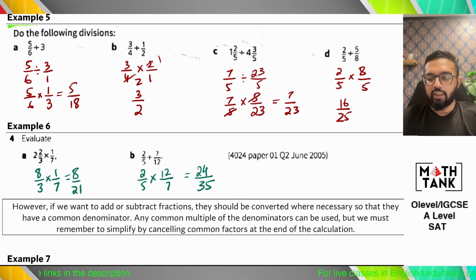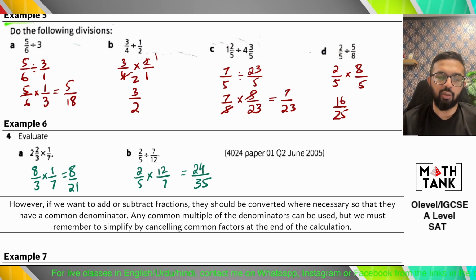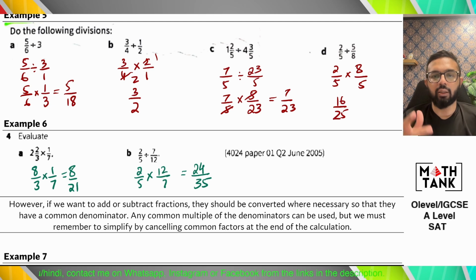The line below this says, however, if you want to add or subtract fractions, they should be converted where necessary so that they have a common denominator. Any common multiple of the denominators can be used, but we must remember to simplify by cancelling common factors at the end of the calculation.